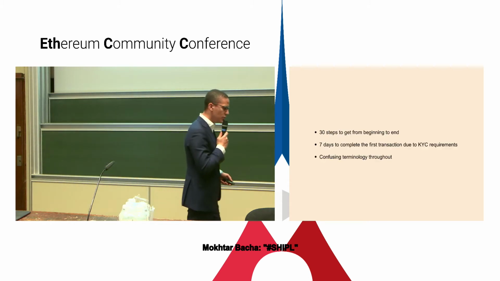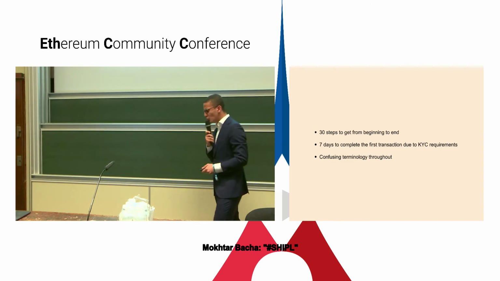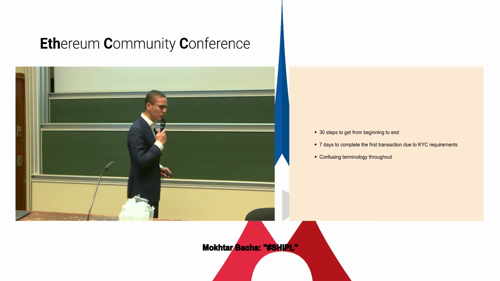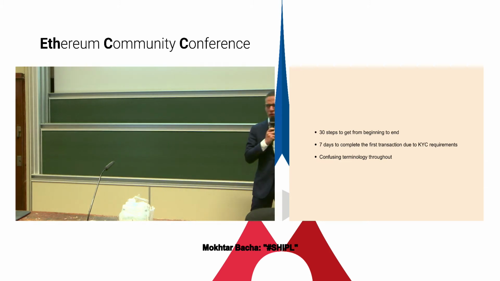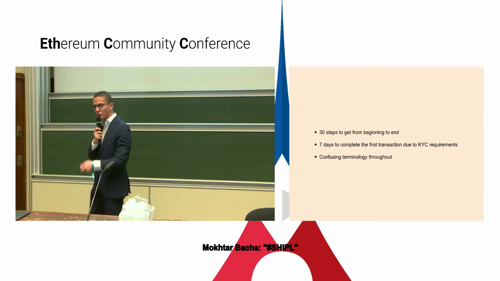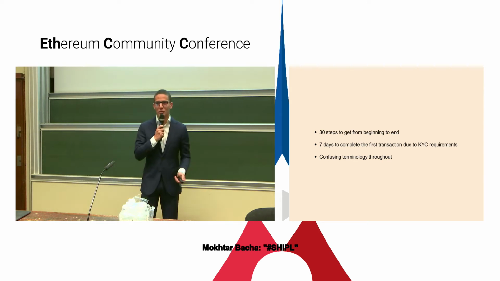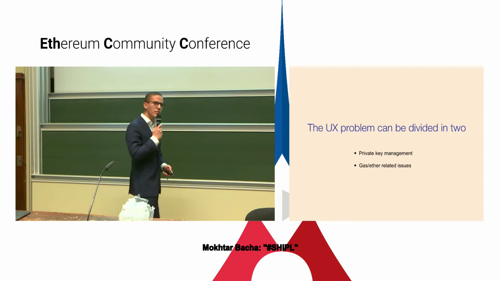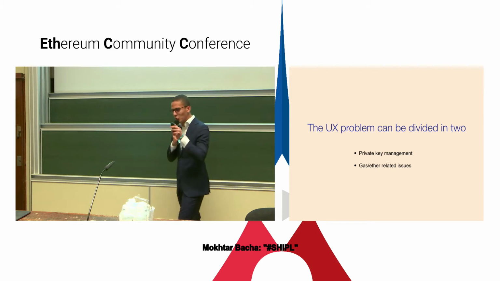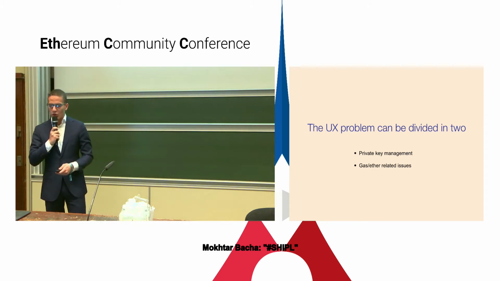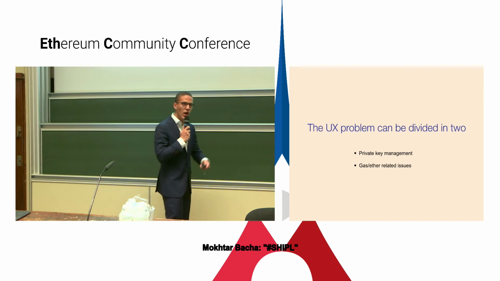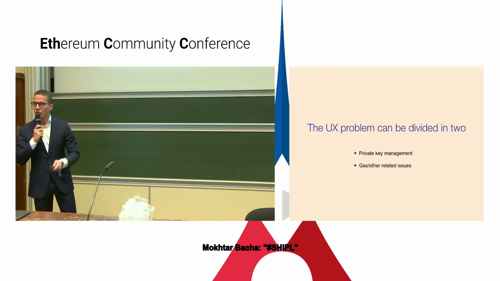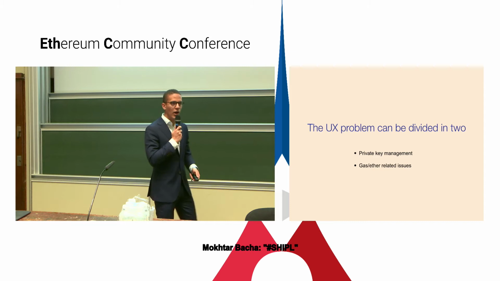30 steps to get from start to finish. Up to 7 days to process the user's account on a KYC. And there is all this confusing terminology: wallet, seed, private key, gas fees, Ether, crypto, blockchain, Ethereum. This is too much for a user who just wants to play with a kitty. So this UX problem can be divided in two. There is private key management, which is today managed by wallets, and we are going to work on that in the future, but the scope of this talk is the second issue, which is the gas, Ether, and token issues.